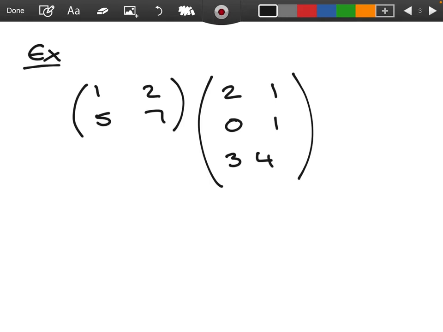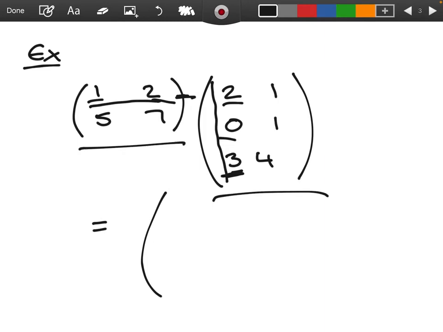So again, we do this by taking the dot product of rows in my first matrix and columns in my second matrix. My first entry in my resulting matrix would be the dot product of this row and this column. Well, I would get 1 multiplied by 2 is 2, 2 multiplied by 0 is 0, but I still have another entry in this column that can't multiply anything because I don't have another column in my first matrix for it to multiply another entry.